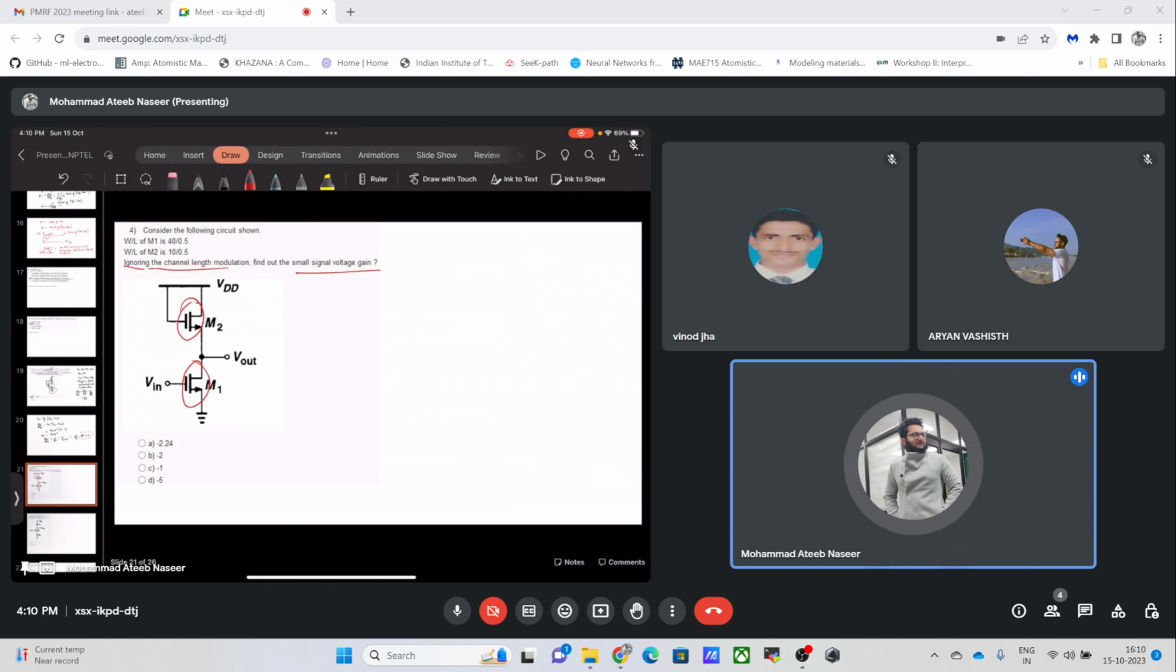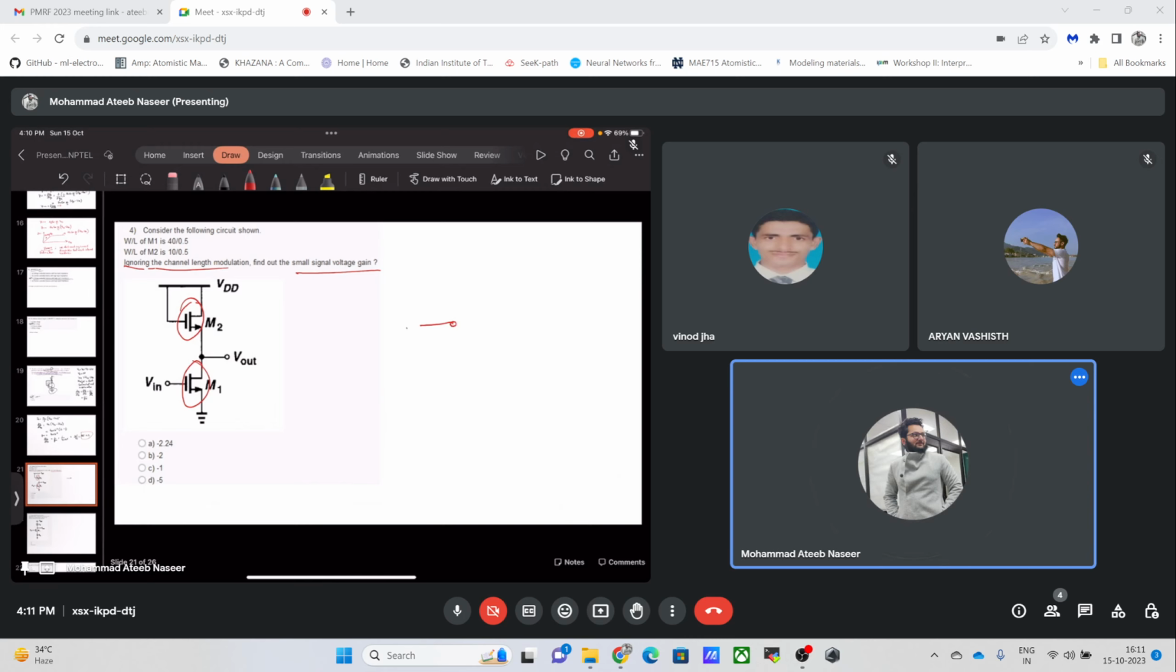Okay, but the thing is, we have been just given two W by L values. Since we have been just given two W by L values, let us first draw its small signal equivalent. Although it's not necessary to draw this small signal equivalent every time, since most of us will be doing it for the first time, it is better to draw it in order to build the concepts that would be good in the long run.